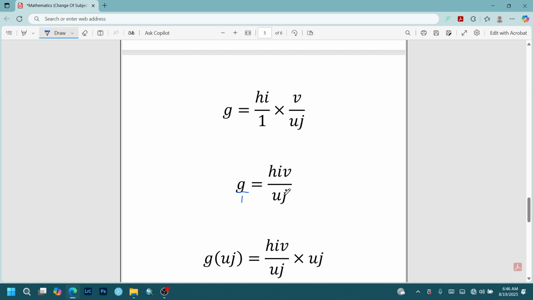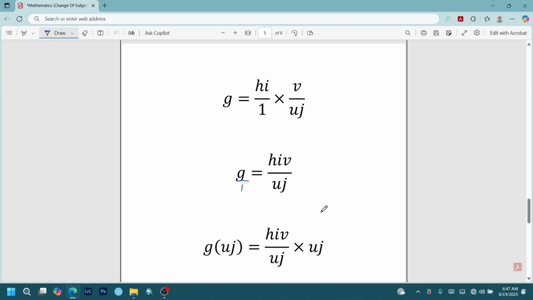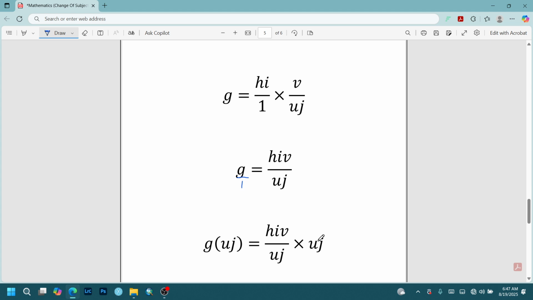And the other way is to multiply through by the LCM. So we have 1 and uj. 1 multiplying uj will give you uj, so 1 will go into uj, and uj will go into 1. That gives uj the power to be the least common factor, which is what I use to cancel out. So uj will multiply the fraction hiv over uj, and uj will multiply j.